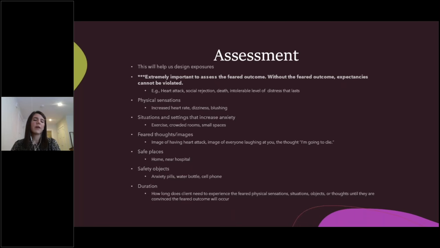So for example, sometimes a social anxiety client might say, I can go to a gathering for 30 minutes, but after that 30 minutes, I can't do it anymore and I leave. Or, I can experience a racing heart while I'm working out for 5 minutes, but as soon as that 5 minutes passes, then I'm afraid that I'm going to have a heart attack. So it's important to assess the duration of how long the client feels like they can experience these feared situations or sensations or thoughts until they think that the feared outcome will occur.